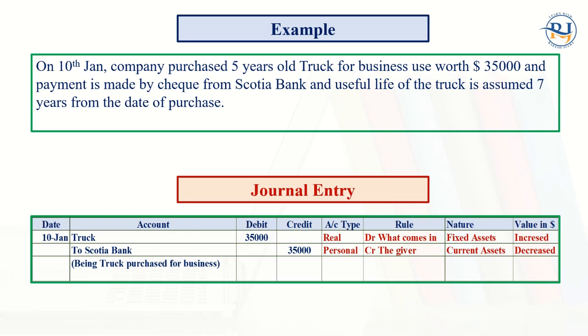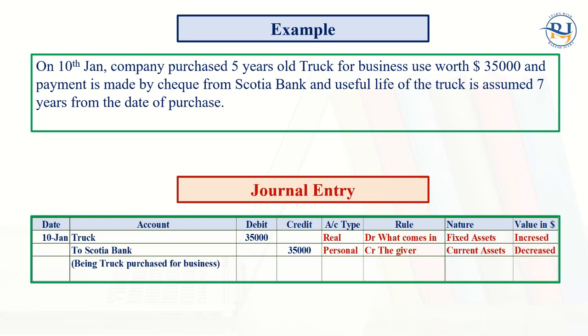So according to the debit and credit rule of accounting, we know this is the real type of assets and debit what comes in and credit what goes out. These are the general rules. So the truck account debit to Scotia Bank, this is the general entry for this. So why have we put on the credit side $35,000 under Scotia Bank?